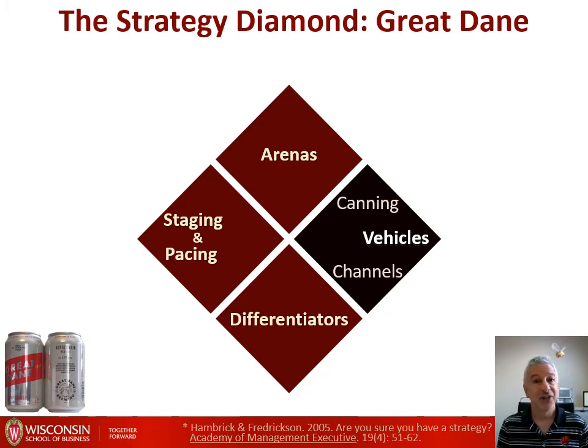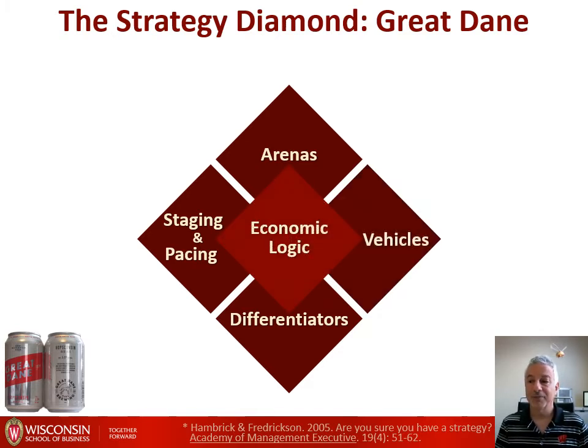And in this case, they outsource the canning, they find partners for the channels, and all of this comes together to reflect the economic logic for Great Dane and why they want to enter the retail beer business. And it begins with what is their differentiator, and that's going to be that they are known for beer, and they're known for beer in and around their restaurants.